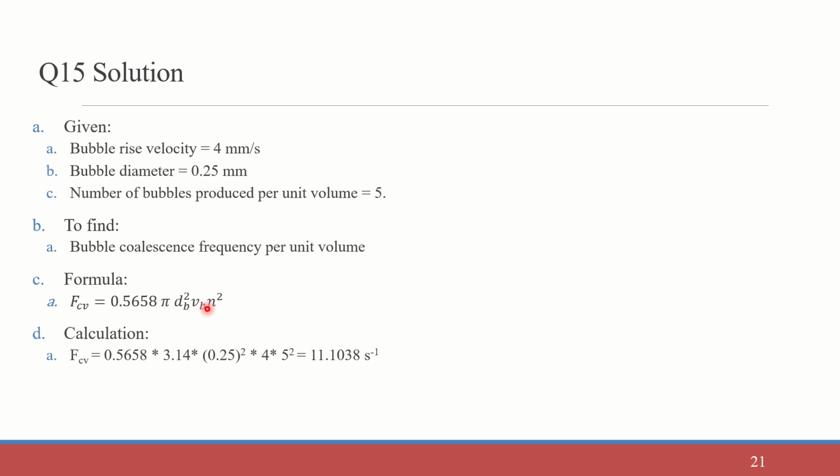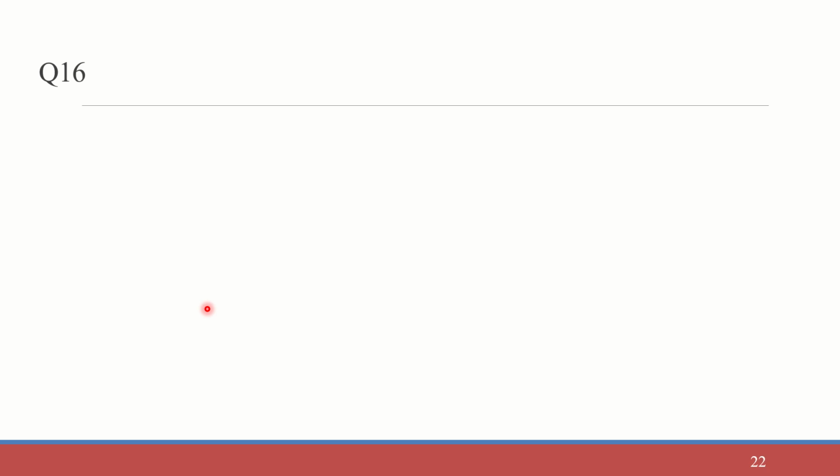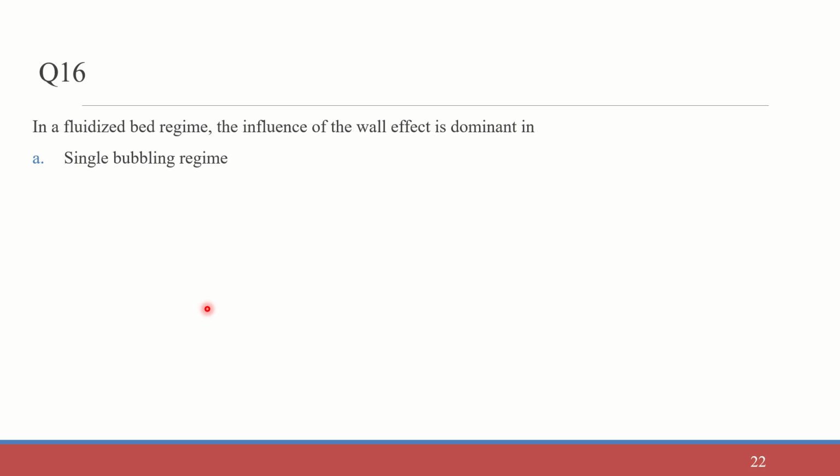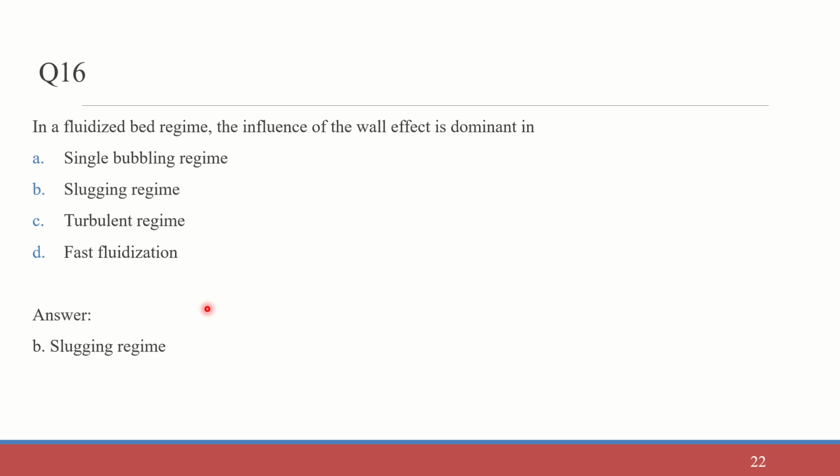So that is this question. We now go on to question 16. In question 16, it is asked: in a fluidized bed regime, the influence of wall effect is dominant in dash. Option A, single bubble regime; option B, slugging regime; option C, turbulent regime; option D, fast fluidization. I think slugging.